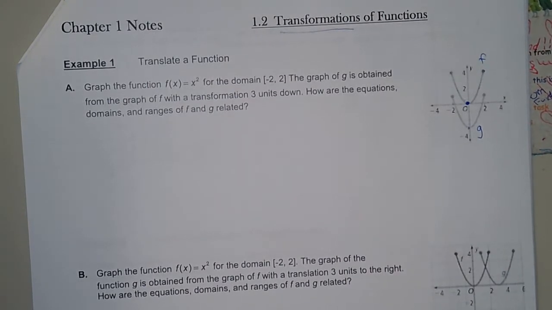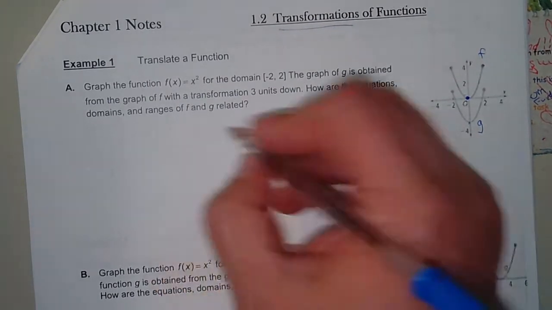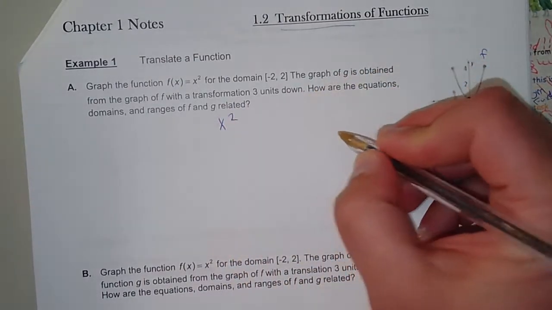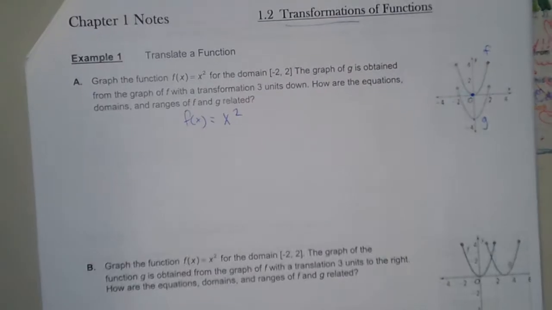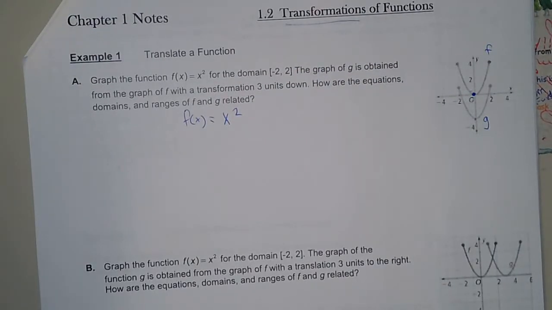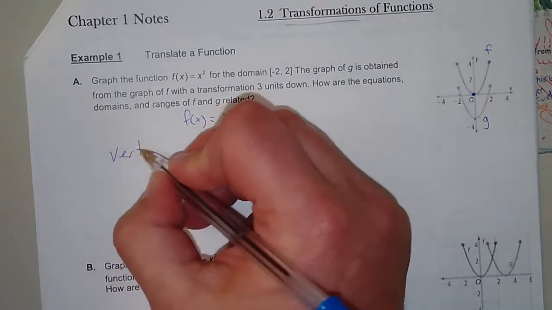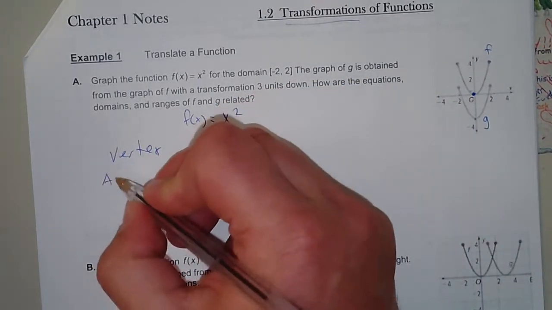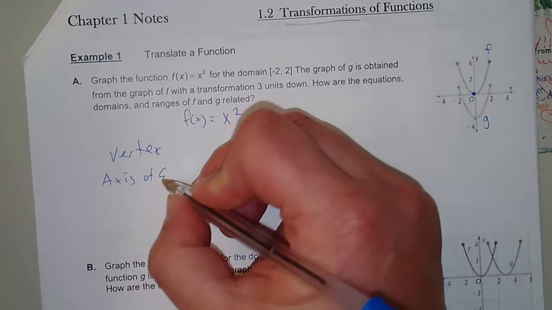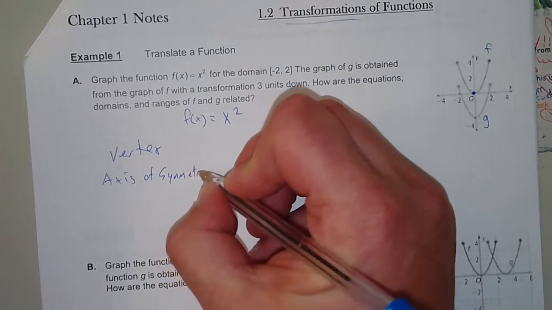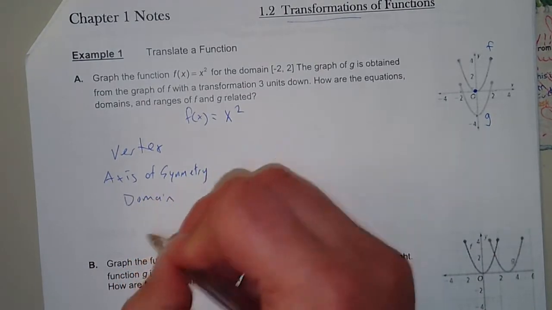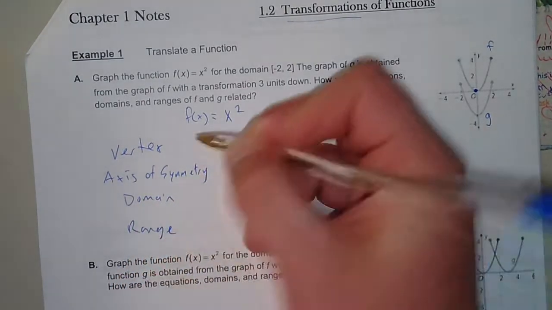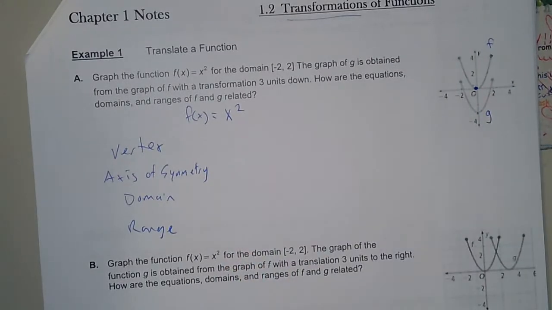So there's a few questions we're going to talk about and look at here. I'm going to break this up kind of like a table. Our first equation, f of x, is x squared. I want to talk about a few key features of it. One is what is its vertex. I want to talk about what is its axis of symmetry. I'll tell you what that means in a second. And then we're also going to talk about its domain and range. So we're going to talk about all 4 of those things for the f of x function. Then we're going to do the same thing for the g of x function.